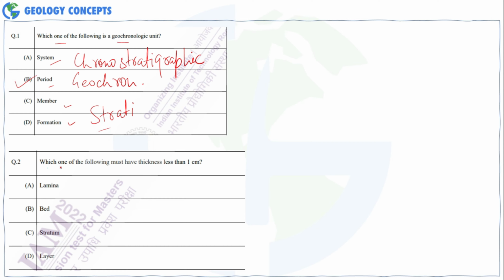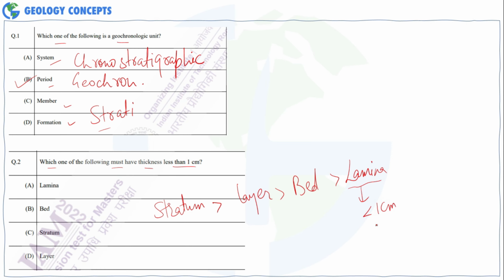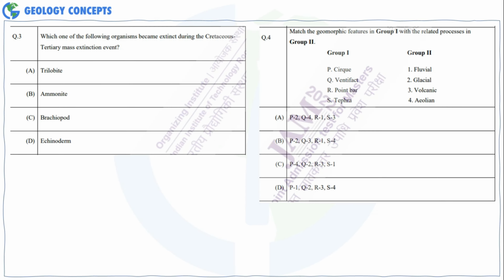Next question says, which one of the following must have thickness less than 1 centimeter? So if I happen to arrange these in the order of thickness, I will place stratum, which is the thickest, then layer, then I have beds, and then finally the lamina or laminations. So this is specifically something which is less than 1 centimeter or 10 millimeter. Hence my correct answer here will be the lamina. These were very few simple questions.